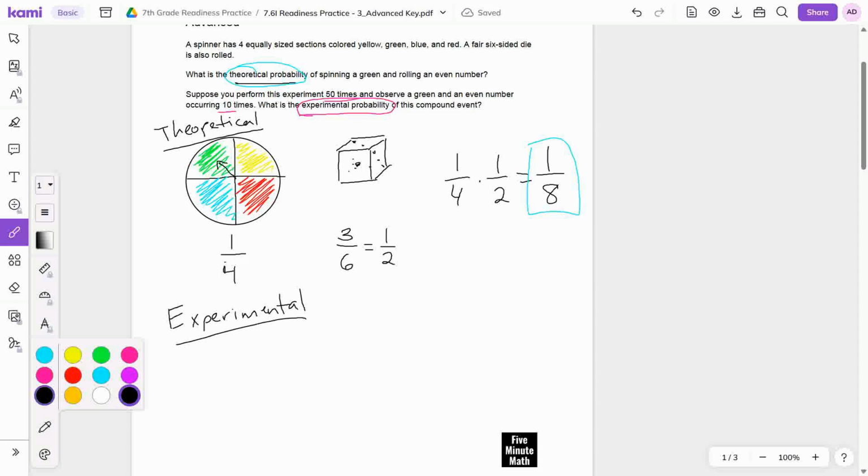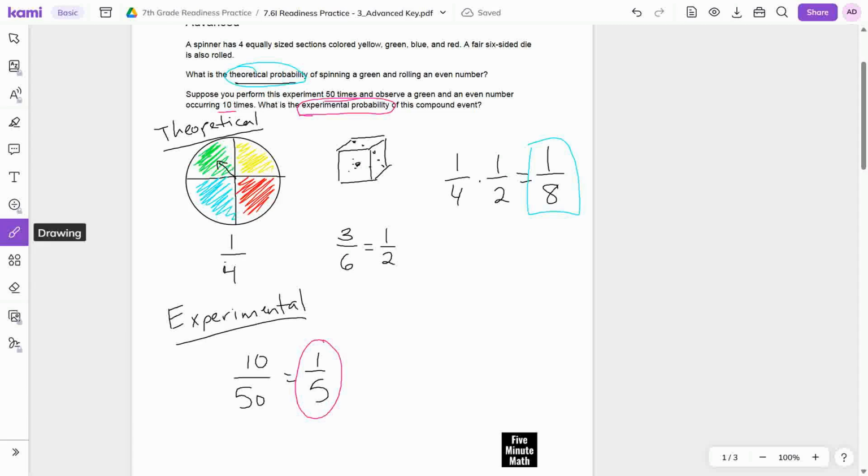And so I've got 10 instances of it, and it was out of 50 tries. So that's our fraction. Our experimental probability is 10 out of 50. Let's go ahead and simplify it to 1/5. So it actually worked out more than it should have. It should have worked out 1 out of 8 times, about 12.5%. It actually worked out 20% of the time, at the 1/5. So that is my theoretical and my experimental probability.